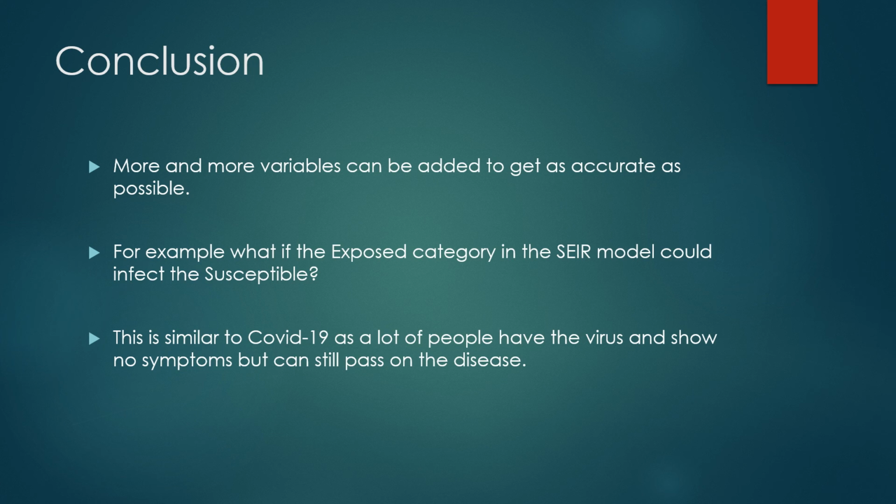So the SEIR model doesn't account for this, but we can adapt the model, and now the rate of change of susceptible would be minus beta SI minus DSE, where D is the probability of being infected by an exposed person. And this just gets even more complex once you introduce social distancing, quarantine, or even a vaccine.